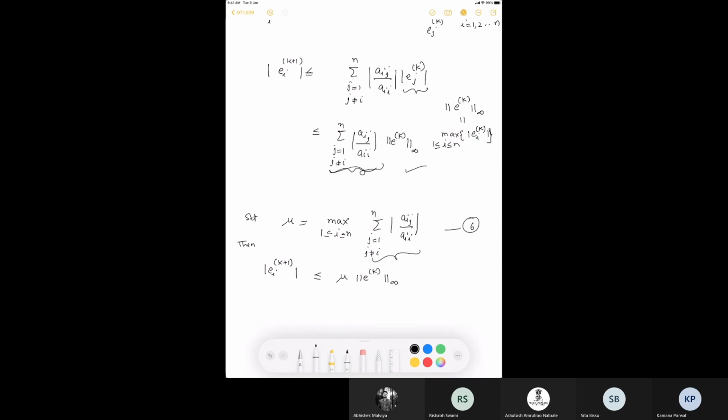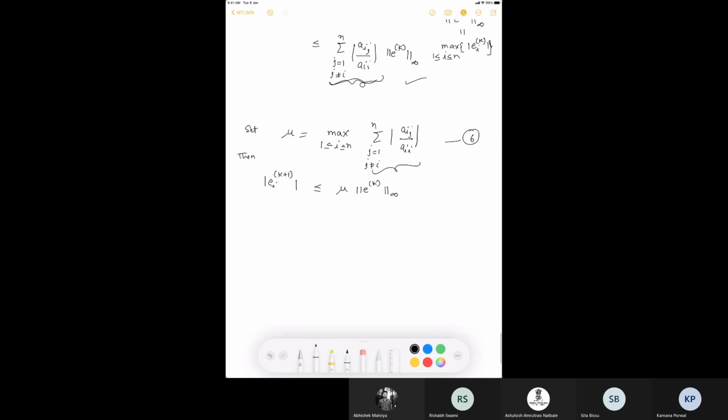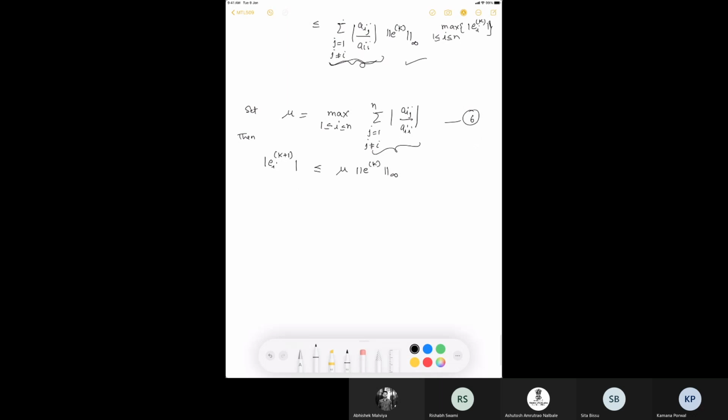This is 6. So now if you observe, the left hand side is independent of i, and the right hand side is independent of i, so I can take the maximum over all the i's. When I take the maximum over all the i's, the left side becomes the L infinity norm of e_{k+1}. And in the right hand side, there's no i, so the value will remain the same.